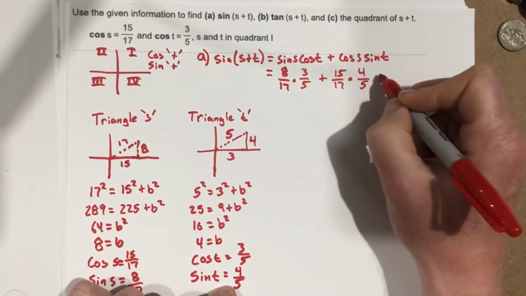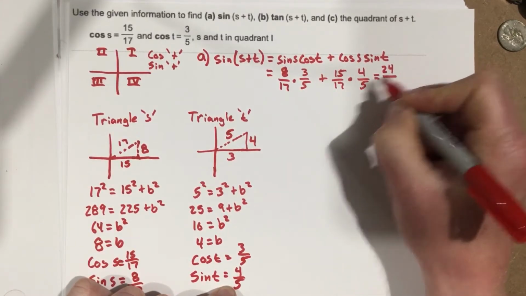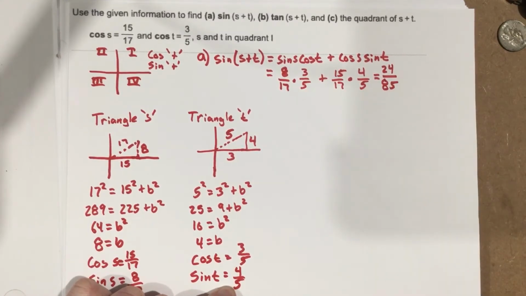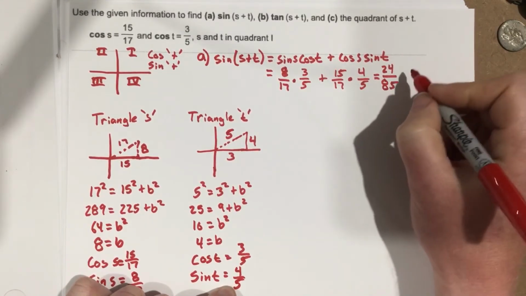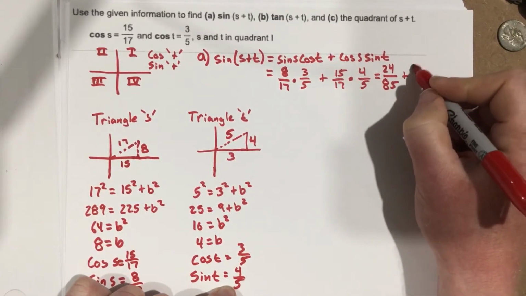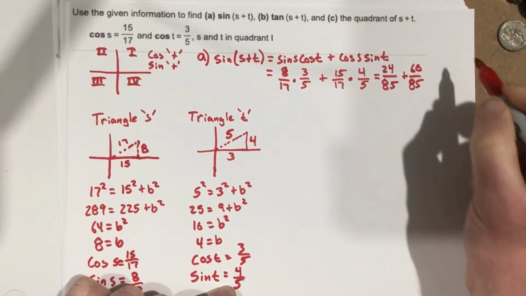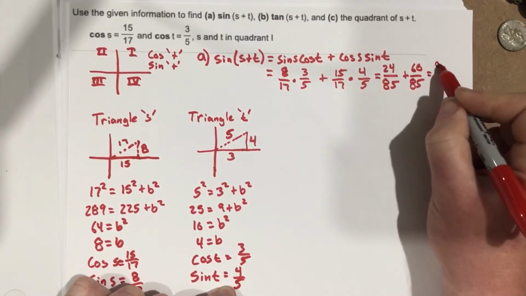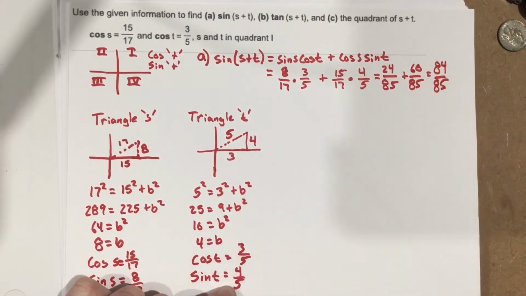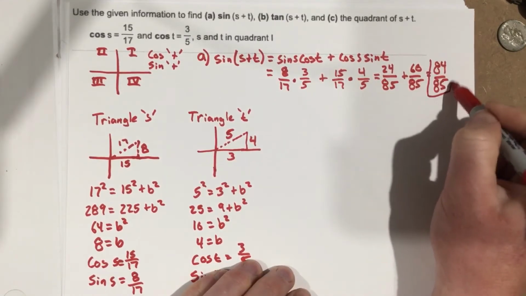When we multiply those out, we get 24 over 17 times 5, which is 85, plus 15 times 4, which is 60, over 85. And so we end up with 84 over 85. So 84 over 85 is our answer for sine of s plus t.